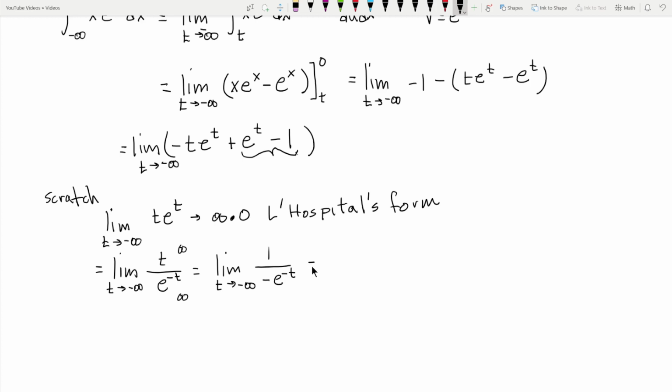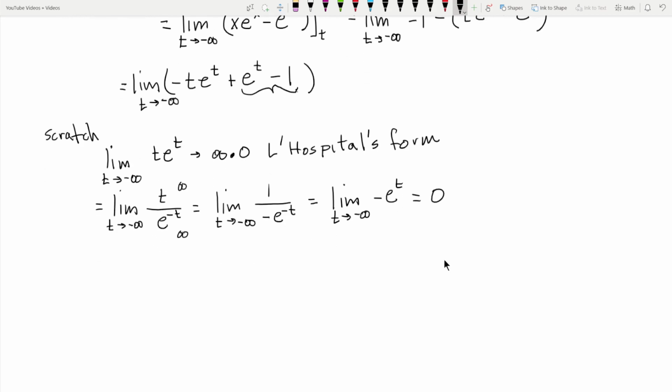All right, which, as I simplify this, is the limit as t goes to negative infinity of negative e to the t. Right? And as t goes to negative infinity, e to the t goes to 0. That was a long way around to say this goes to 0. All right, so that first term goes to 0.